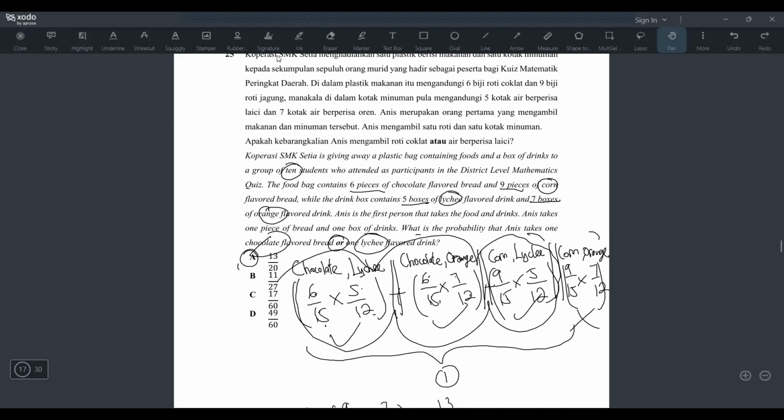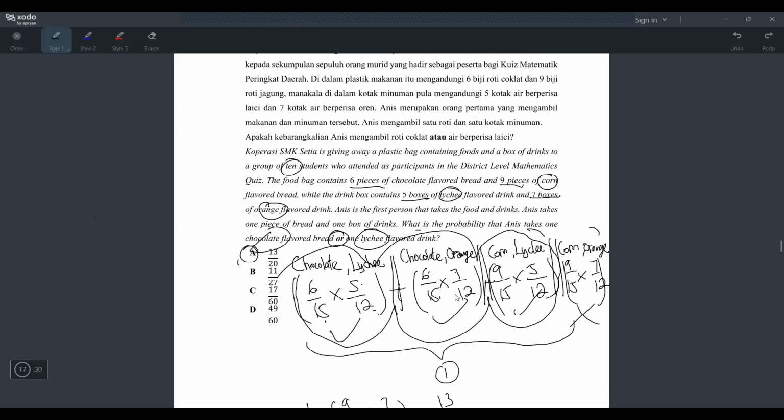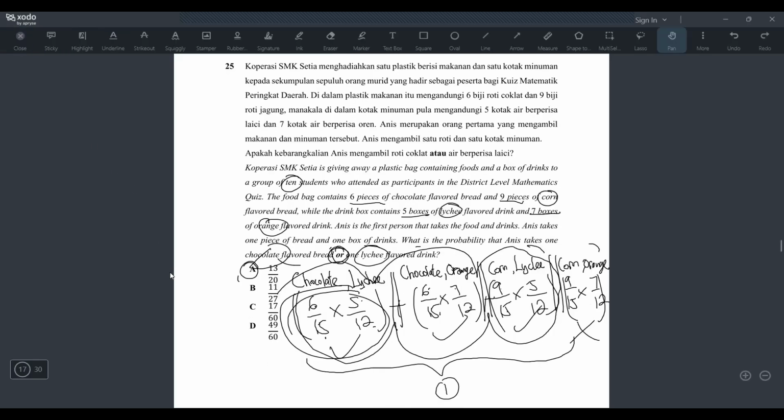Of course, you can do it like this also. Just press this one plus this one plus this one, which is a bit slow, but you will get the same answer. So remember, if it says or, then either one is fine. But if they say and here, then you only take this. If they say chocolate and lychee, you only take this, right? So that's how you do question 25.